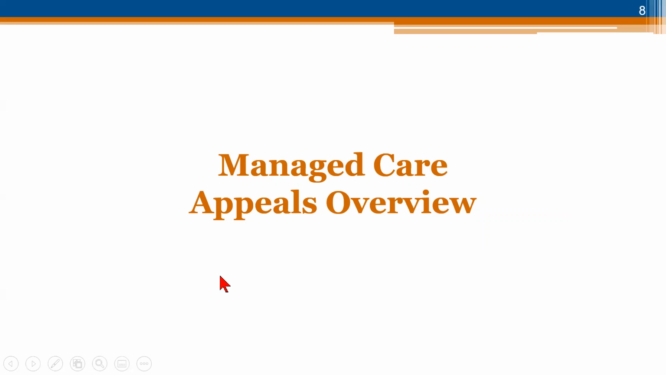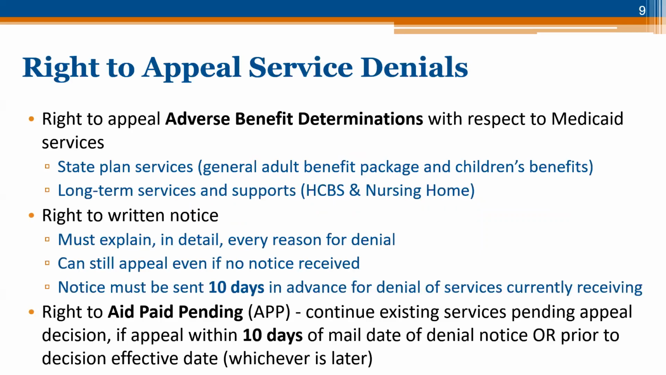So now let's talk about managed care appeals. If you're in a Medicaid managed care plan, you're going to encounter service denials probably at some point if you need a lot of services. We call these adverse benefit determinations, and they can happen with regular Medicaid services. We call those state plan services, which are the general adult benefit package: doctor, dental, medication, surgery denials, or denials related to nursing home services or home and community-based services like home care and personal assistance services.